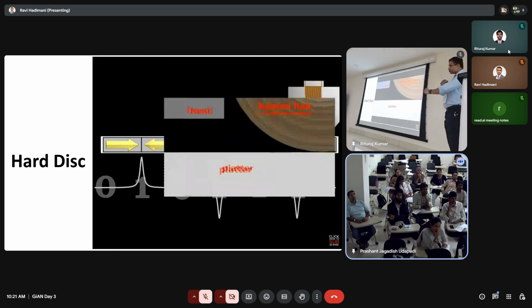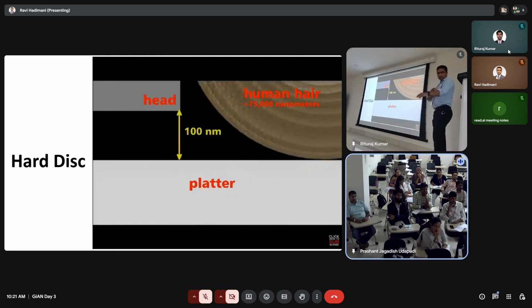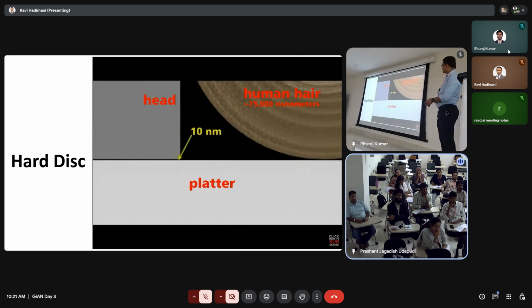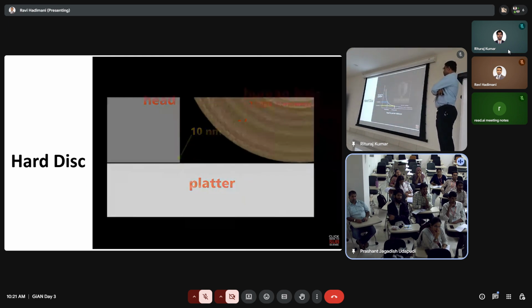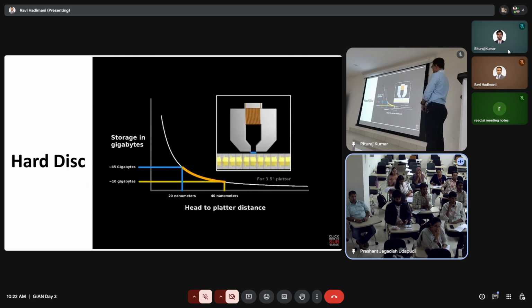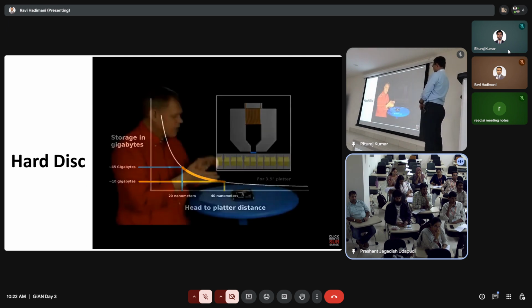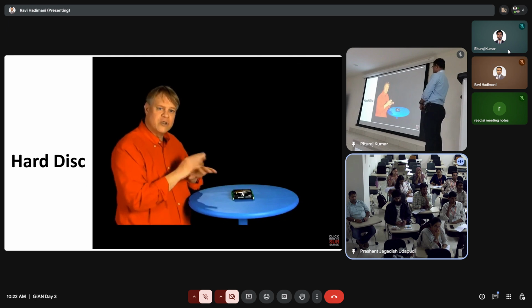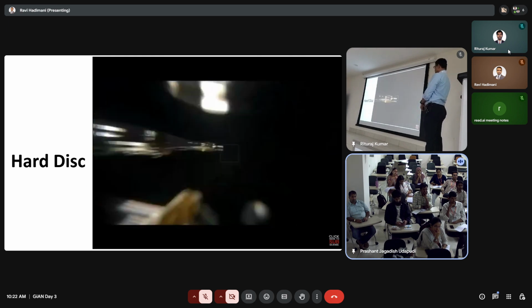The head gets astonishingly close to the disk surface, 100 nanometers in older drives, but today under 10 nanometers in the newest ones. As the head gets closer to the disk, its magnetic field covers less area, allowing for more sectors of information to be packed onto the disk surface. To keep that critical height, engineers use an ingenious method. They float the head over the disk.